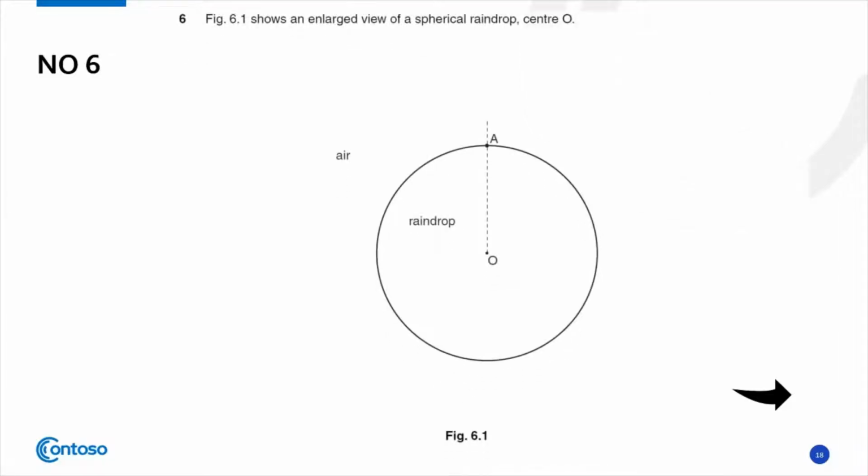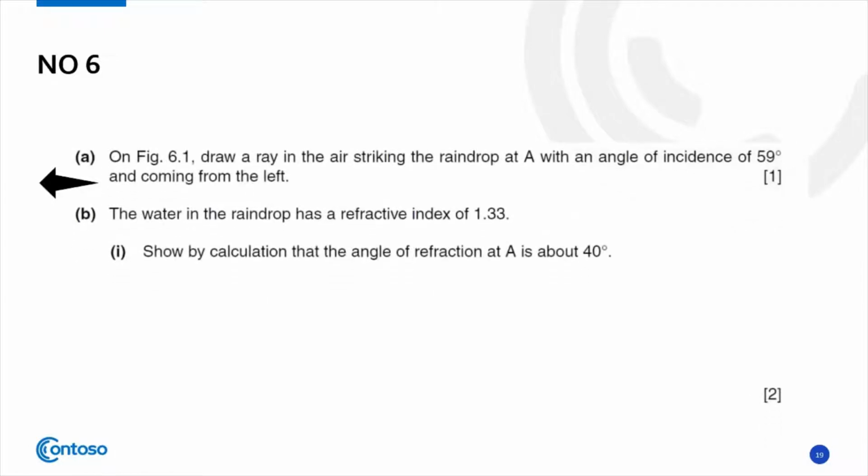This is our next question. Figure 6.1 shows an enlarged view of a spherical raindrop, center O. (6a) On figure 6.1, draw a ray in the air striking the raindrop at A with an angle of incidence of 49 degrees and coming from the left.